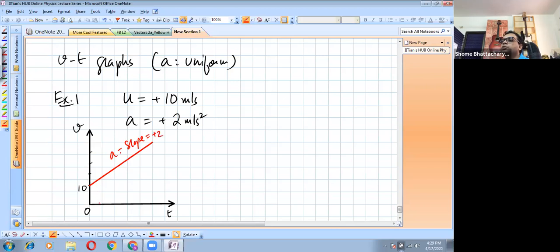So you can see that by the time you come to 1 second, for example, somewhere here, the velocity would have increased to 12. By the time you come to, let's say, 10 seconds over here, the velocity would have increased to 30, because here the formula will become v is equal to 10 plus 2t. So you can see it's a straight line which has a positive y-intercept, and it has a positive slope. So the straight line looks like this. So I think this is pretty self-explanatory.